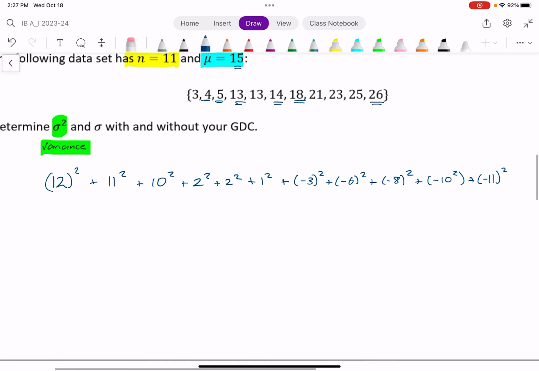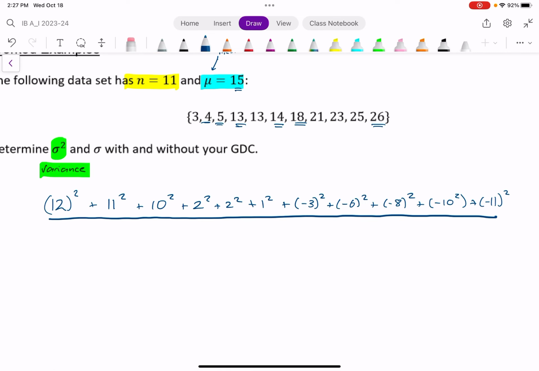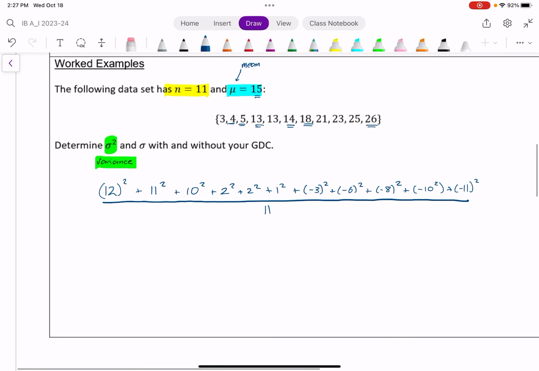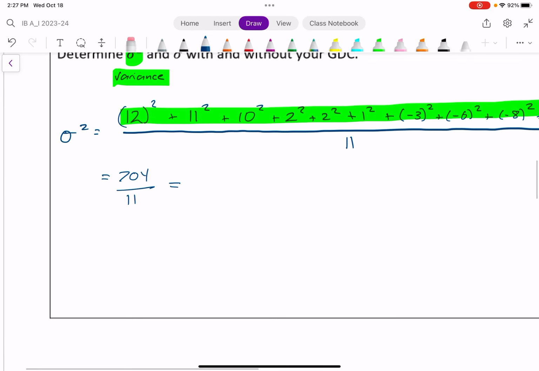And so first I take what I've done here. I take all the differences between each value and the mean, and I square it. I add them all up, and then I divide by how many values I have, which I can count, or I tell you there's 11. And so this here will tell me my variance, which has this symbol here. If I add up all these values now, I get 704. Divide by 11 is exactly 64. So 64 is the variance of this data.